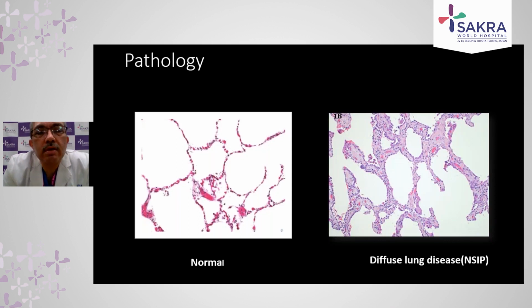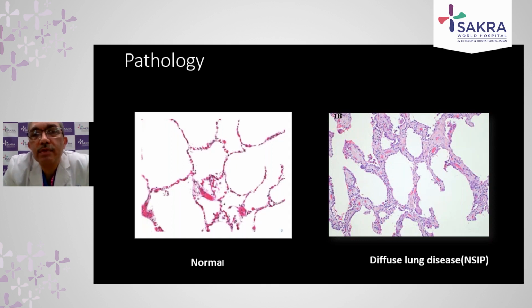Look at the pathology. On the left-hand side is the normal lung parenchyma with thin alveolo-capillary membrane having no infiltration. It's a thin structure through which gas exchange happens. Normally, diffusion is not compromised.